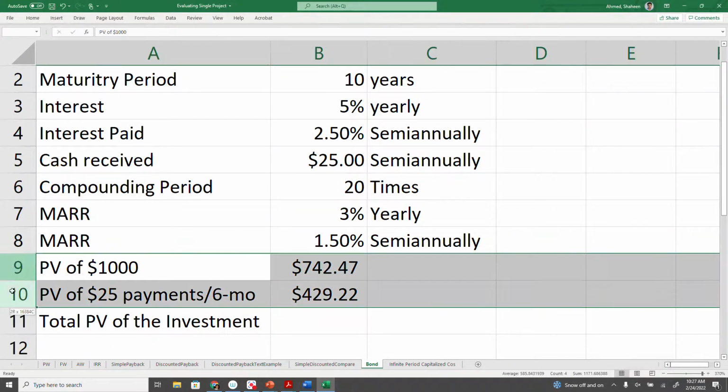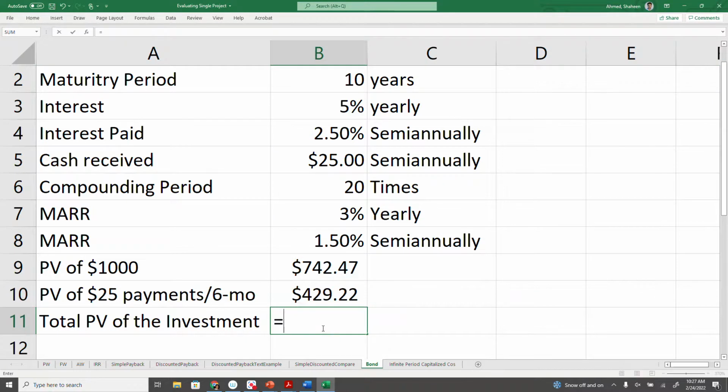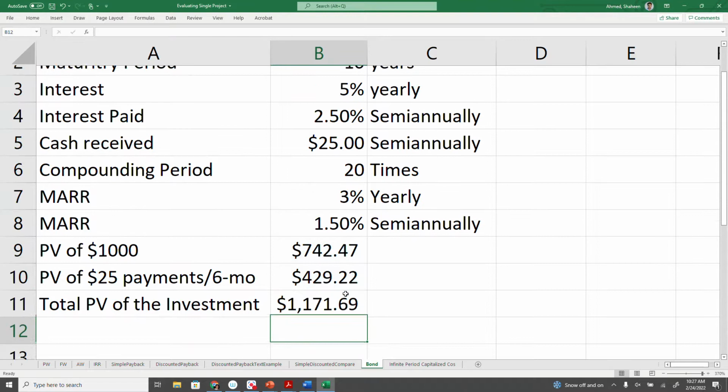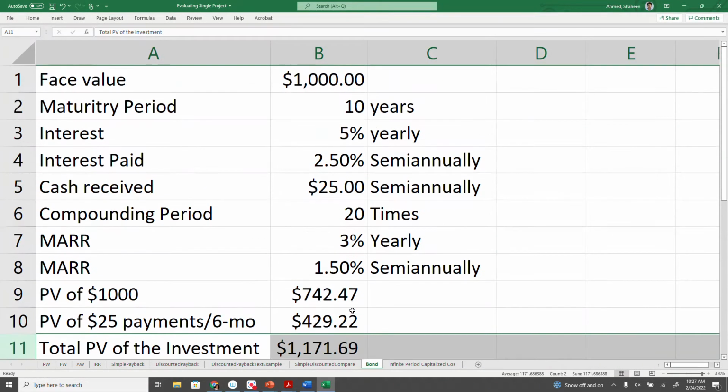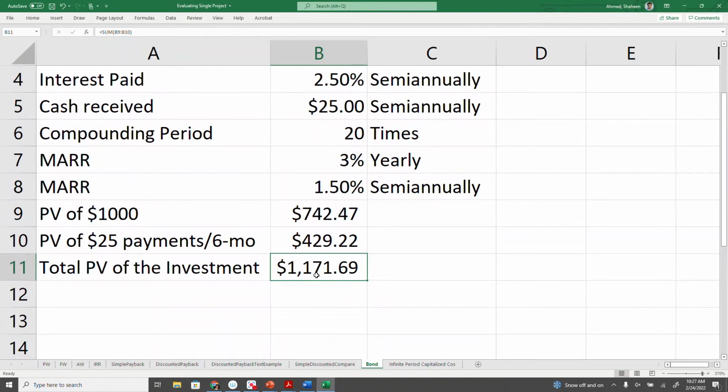So here are these two cash flows, and then you basically sum these two to determine the total value of that $1,000 bond today. So the question is, how much are you willing to pay for that bond today? It will be $1,171.69.